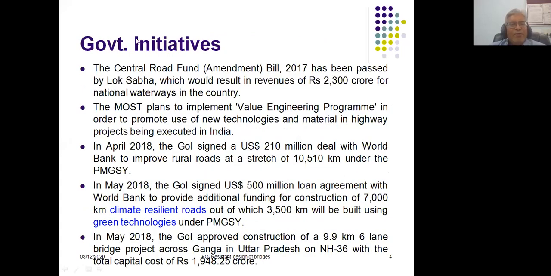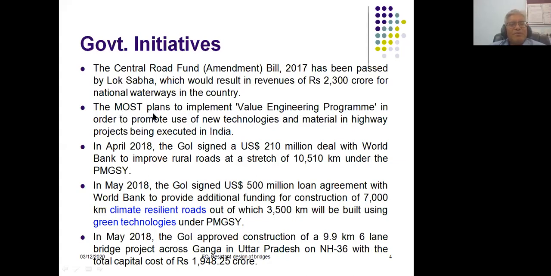Government initiative. The Central Road Fund Amendment Bill 2017 has been passed by the Lok Sabha, which would result in revenue of ₹2,300 crore for the national waterways in the country. This is also another area that has been explored in the country in the last year, couple of years, that is the national waterways. Government has identified certain national waterways and decided to create some waterways.